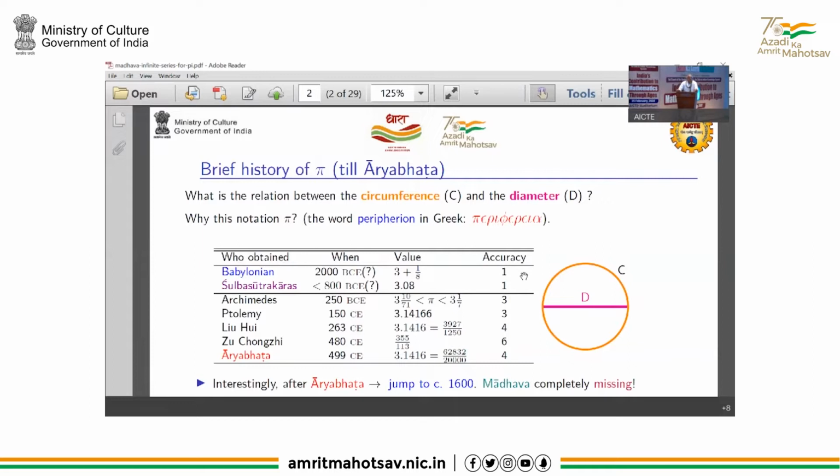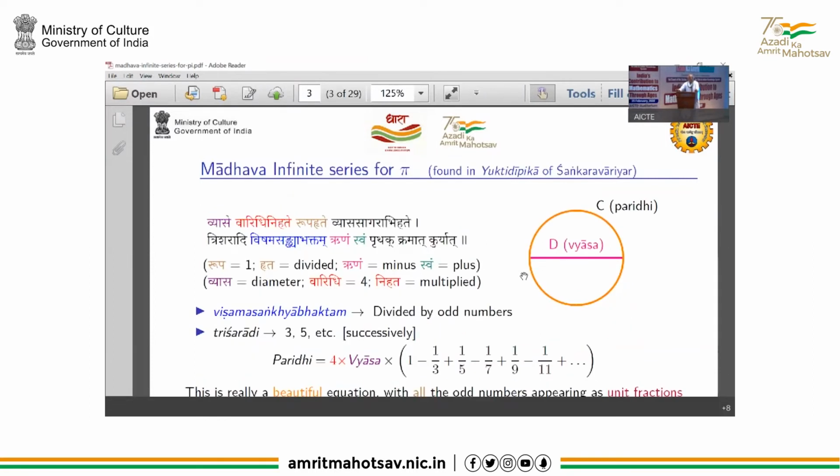What is the series that I am talking about? So here is the verse of Madhava. Vyase vaaridhi nihate rupahrite vyasasagarabhihate trisharadi vishama sankhya bhaktam rinam swam prithak kramat kuryat. This is the verse that actually presents the series, the series which you find below. In fact, during his keynote address, Professor Manjul Bhargava was also alluding to this beautiful series.